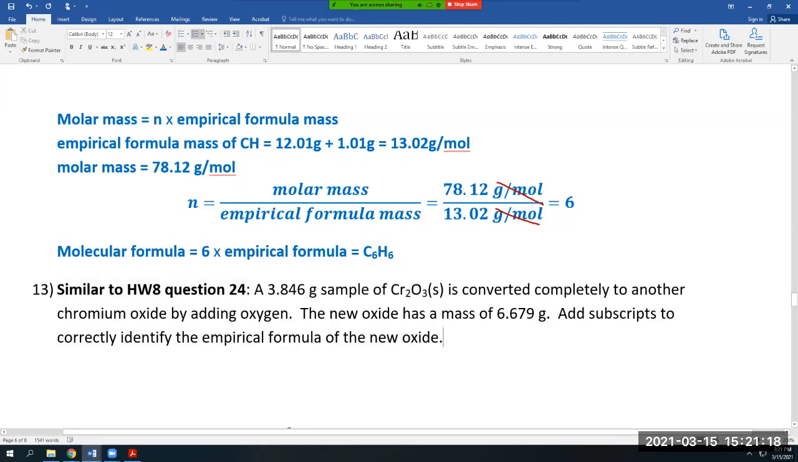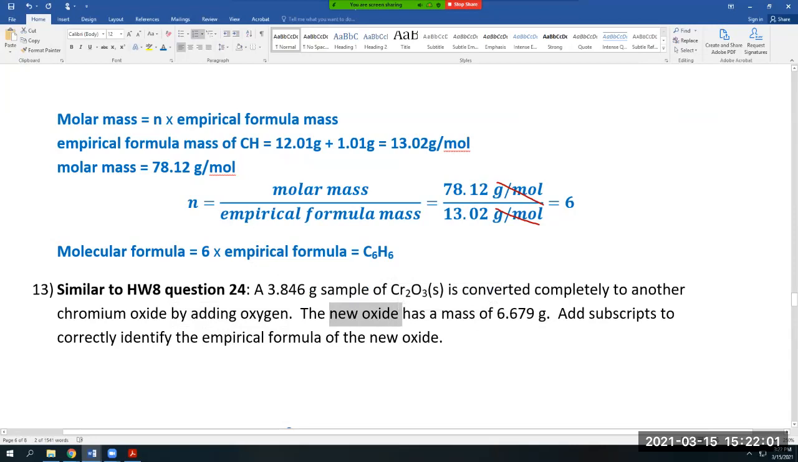So we have this first sample of identified chromium oxide, it's Cr2O3, and we have its total mass. And because we have the formula, we can find the amount of chromium versus the amount of oxygen in that sample. And then the new oxide, we have its total mass, but it's a new oxide only by adding oxygen. So the only thing that changed between the previous oxide, the Cr2O3, and the new oxide is the fact that there is more oxygen. The amount of chromium has not changed. So that will be useful.